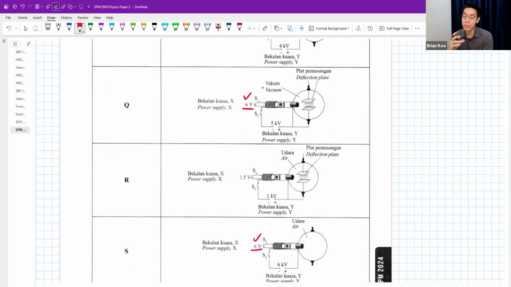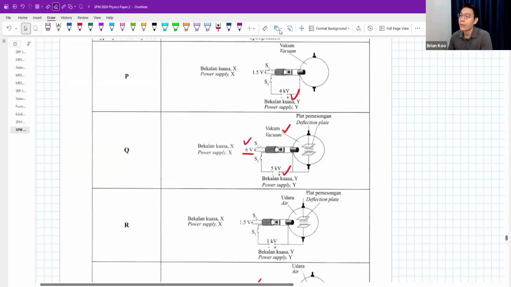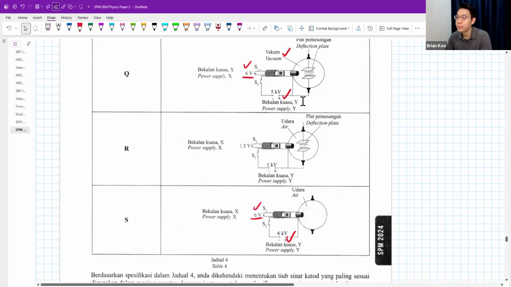Because I would then produce more heat and am able to have more electrons emitted, more thermionic emission occurs. Okay, and then for power supply Y, you've got 4 kilovolts, 5 kilovolts, and 6 kilovolts. I want a high value. 4, 5, 6 are all quite high, not bad. And then I want a vacuum, I don't want air.